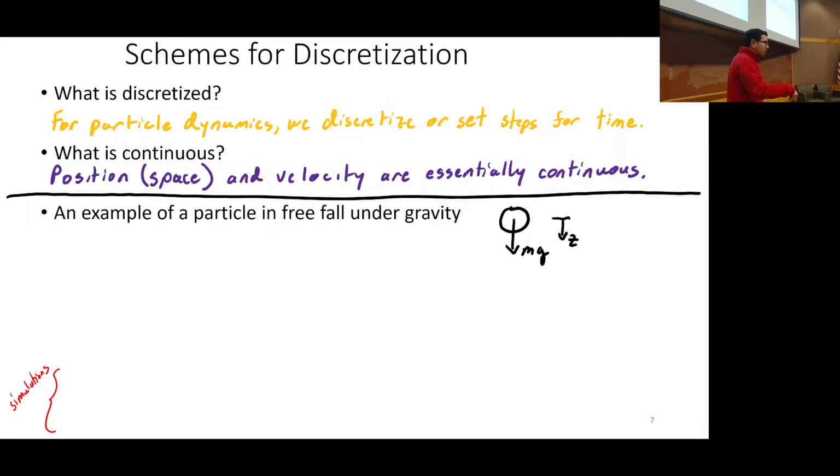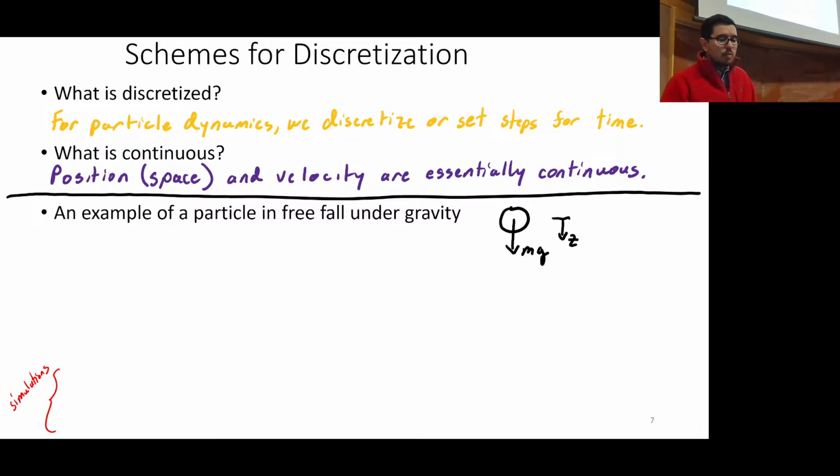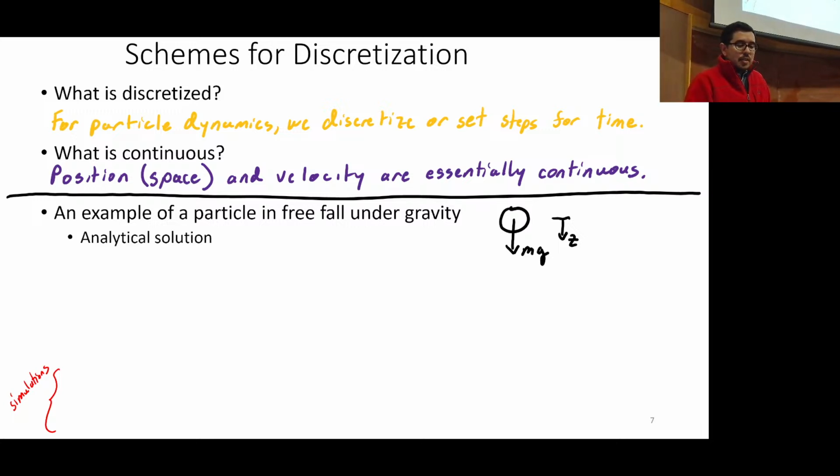Gravity's acting down. What do we expect? We expect z to go positive or z to go negative, right? We expect z to increase, right? At least the position of the particle to increase with z. Okay, and we'll say that it starts at 0. Okay, now first let's think a little bit about the analytical solution.